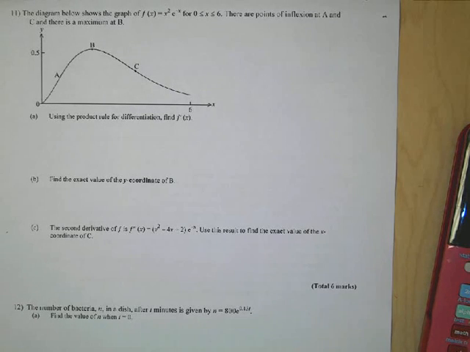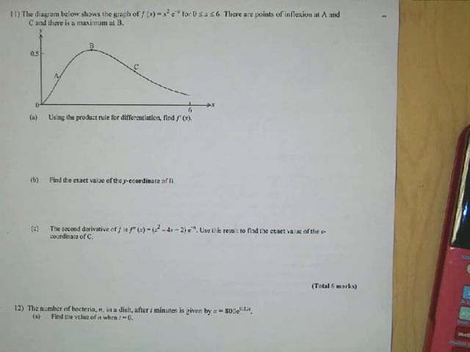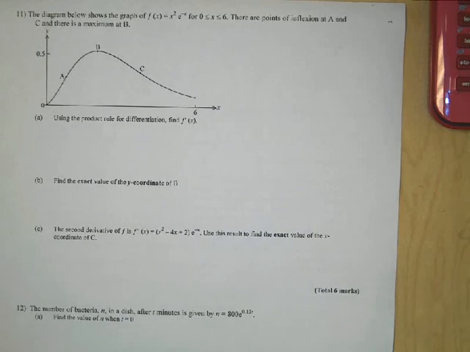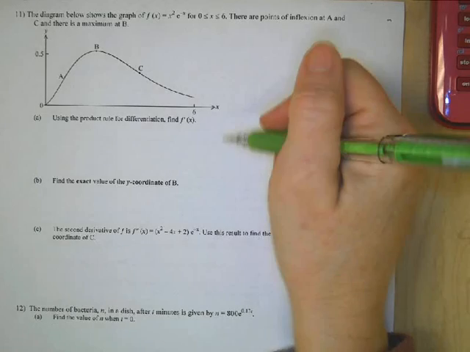All right, here's problem 11. The diagram below shows the graph f of x equals x squared times e to the negative x. There are points of inflection at A and C, and there is a maximum at B. Use the product rule to find the first derivative.